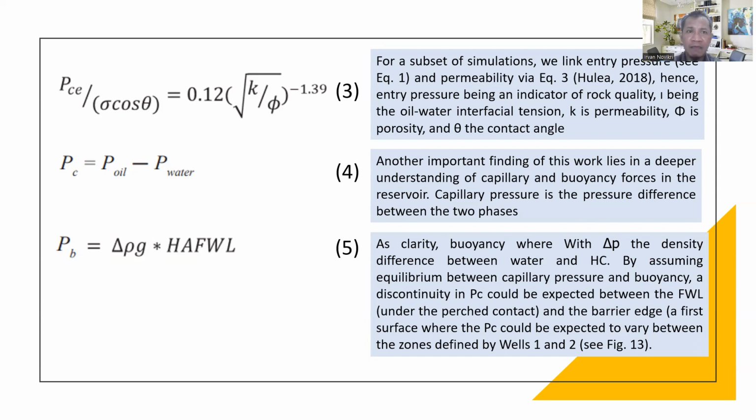So the next, equation number 5, covers the concept of capillary pressure and its relationship with the equilibrium of the system. It states that despite the assumption that capillary pressure would be different between wells with depth and perched contact, this would lead to different pressure and cross flow, which is not observed. It also mentions the role of buoyancy, suggesting that discontinuity in capillary pressure could be expected between the free water level and the barrier edge.